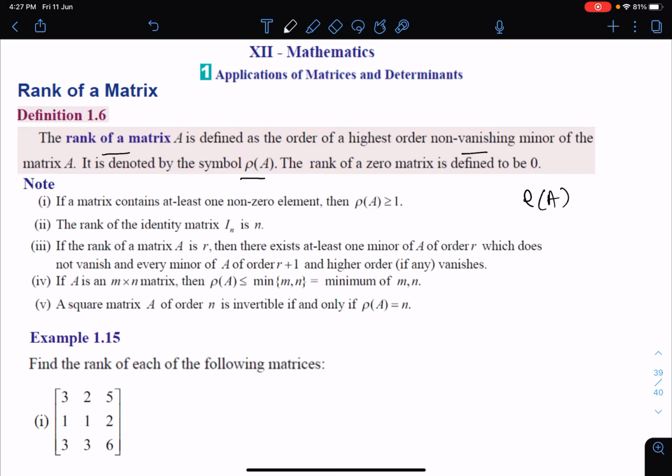In the examples, if A is an m cross n matrix, then rho of A is less than or equal to the minimum of m and n. This point you have to note. When it is a square matrix 3 cross 3, then you can write rank of A is less than or equal to 3. Okay, and then we can check the minors. If the 3 cross 3 minor is not equal to 0, then the rank is 3. If it is 0, then you have to go to the next step. Okay, you have to take the next submatrix minor.